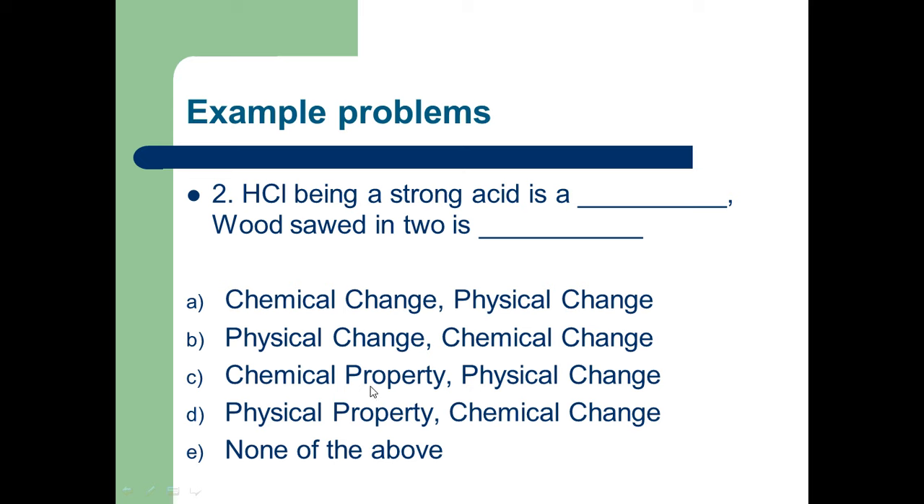But if you didn't know that, you could look at this second one and see, okay, let's see what this is. Wood sawed into halves, is that a change or a property? Well, you're actually changing it, so it's going to be a change. Well, all the options for the second one are changes. It's like, is that a chemical change or physical change? If you're just sawing wood in half, that's just a physical change. You're not changing the wood. So I would say C is your best option. You got a physical property of the acid and physical change with the wood.